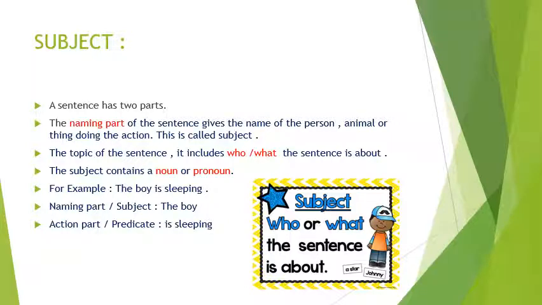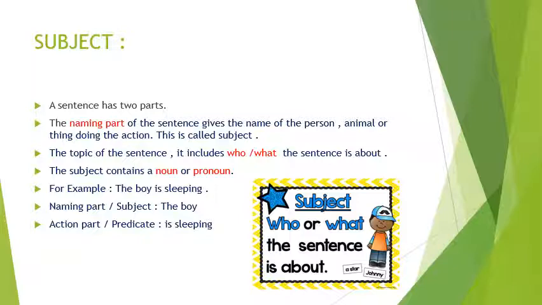Subject. A subject is said to be when a sentence has two parts. What is a sentence? Let me make you clear. A sentence is a collection of words which gives a complete sense, that is called a sentence. So children, a sentence has two parts. First one is subject and second one is predicate.